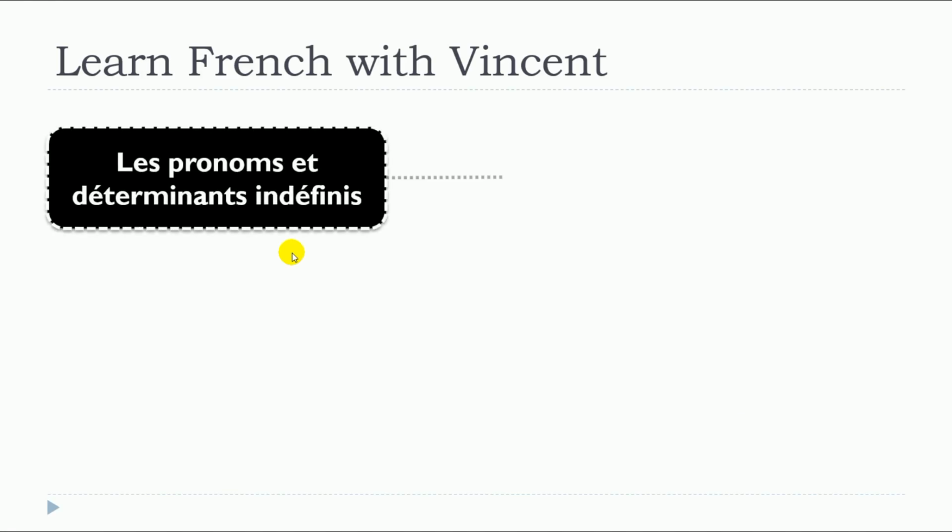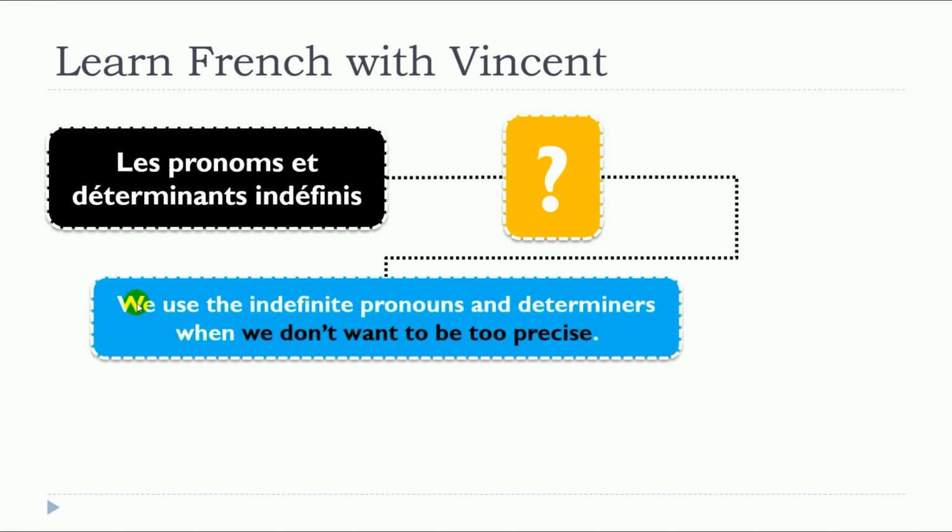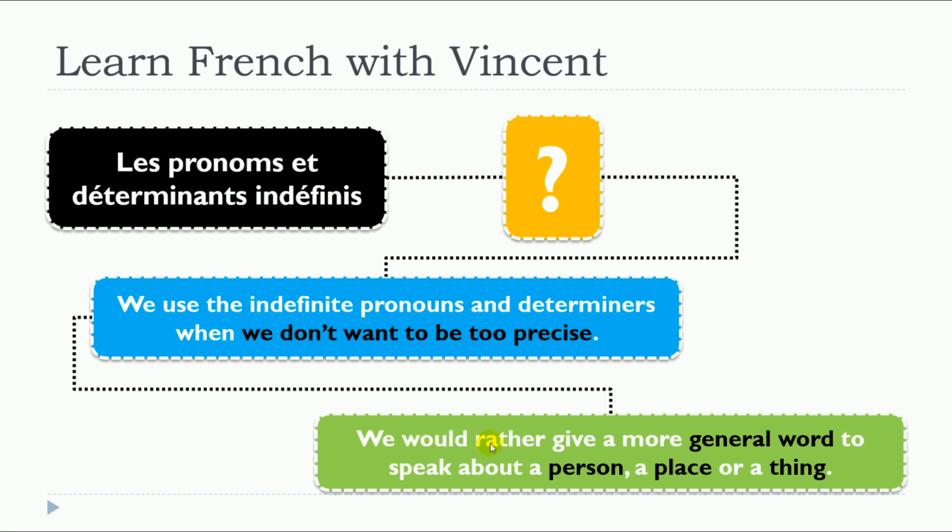So the main question is, what are les pronoms et déterminants indéfinis? We use the indefinite pronouns and determiners when we don't want to be too precise. And this is the key thing. These déterminants, pronoms indéfinis, are used when we don't want to be too precise. And we would rather give a more general word to speak about a person, a place, or a thing. So it will be possible to use them for a person, a place, or a thing.